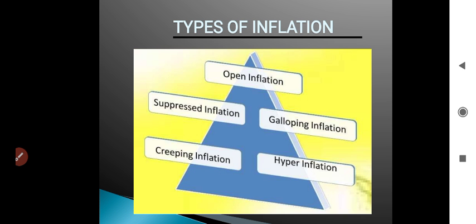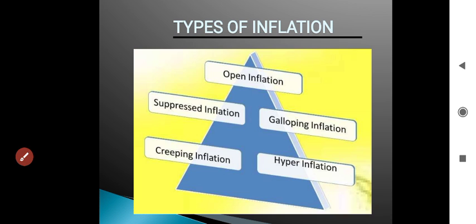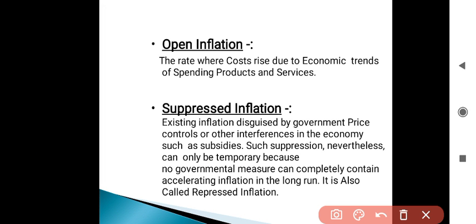Types of inflation: open inflation, suppressed inflation, galloping inflation, creeping inflation, hyperinflation. These are the main types of inflation. Open inflation: where costs rise due to economic trends of spending on products and services, that will be called open inflation. Suppressed inflation: existing inflation disguised by government price controls or other interference in the economy, such as subsidies.